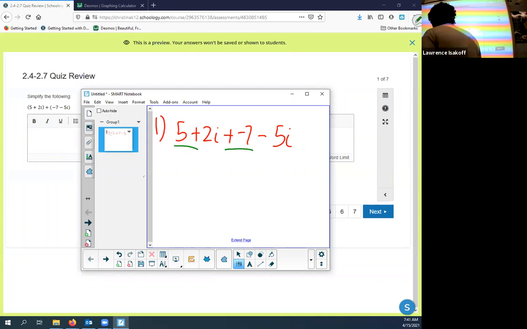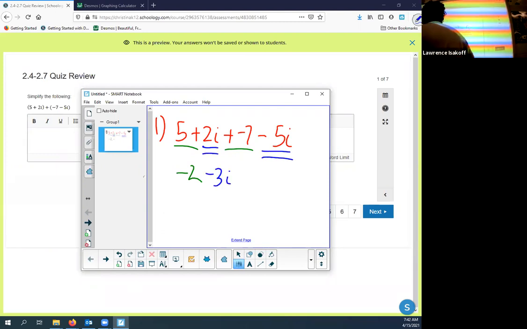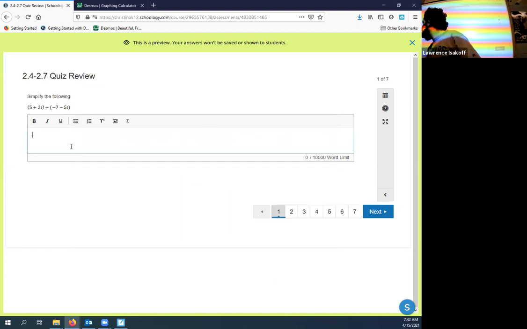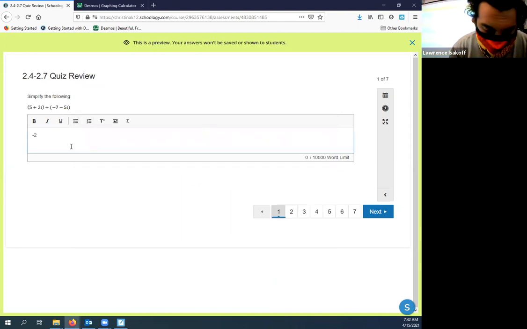The 5 and the minus 7 combine to give me a negative 2. The 2i minus 5i will give me negative 3i. That's it. Really not much work to show on this. If you wanted to take the time to write it out like this or type it out like that, that's fine. I'm also just cool with the final answer, honestly, with how simple this is, of negative 2 minus 3i.